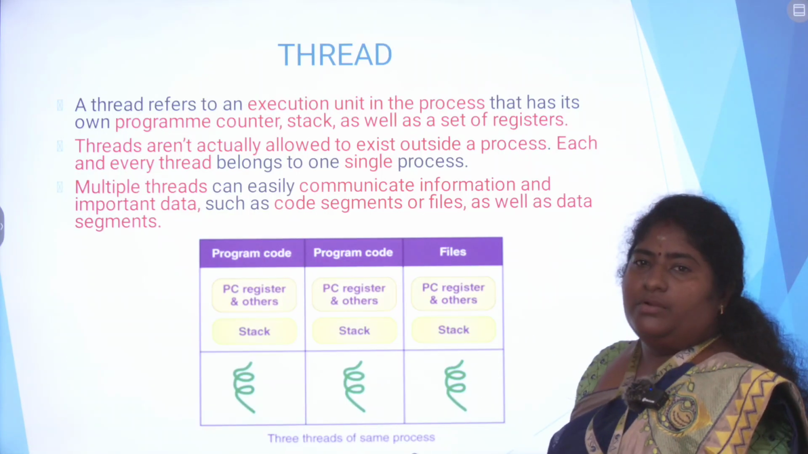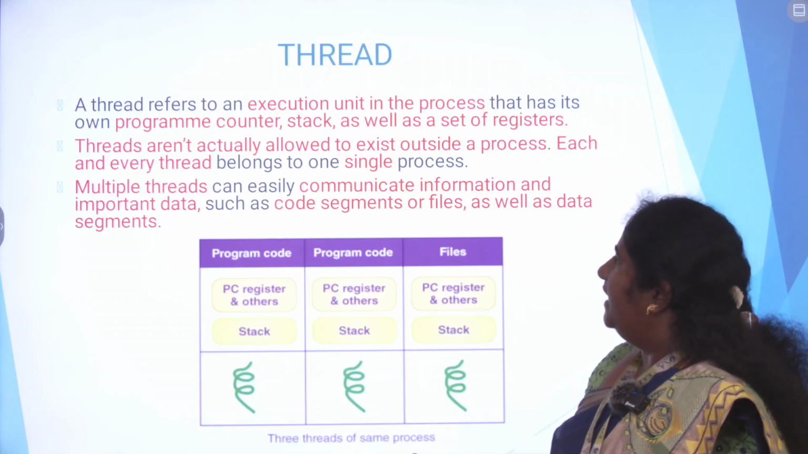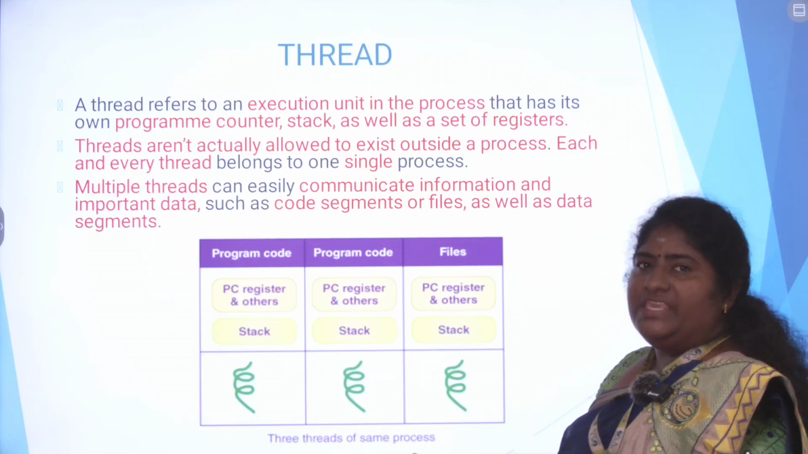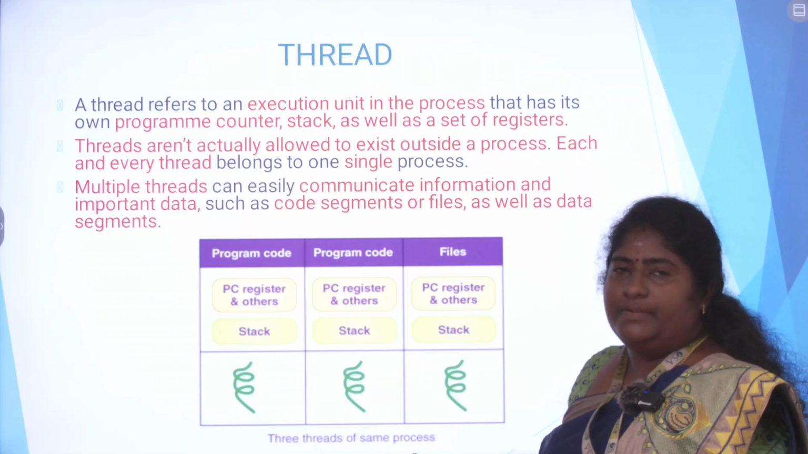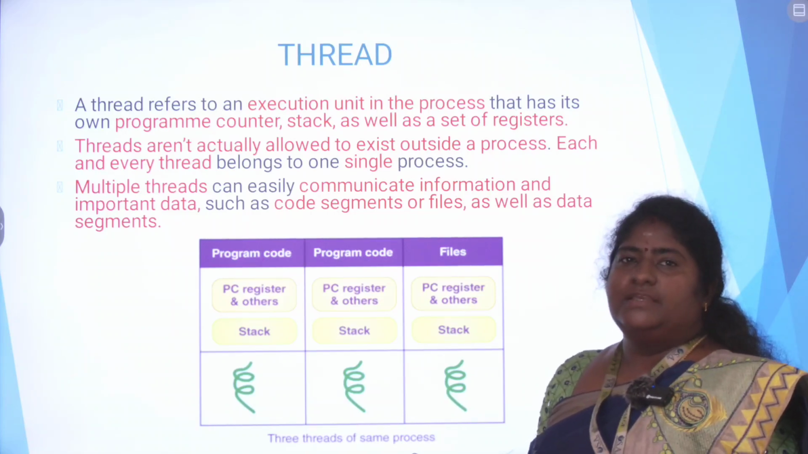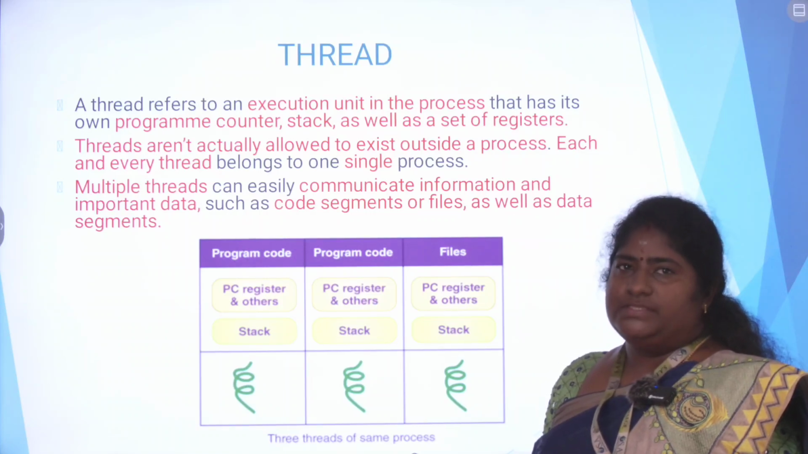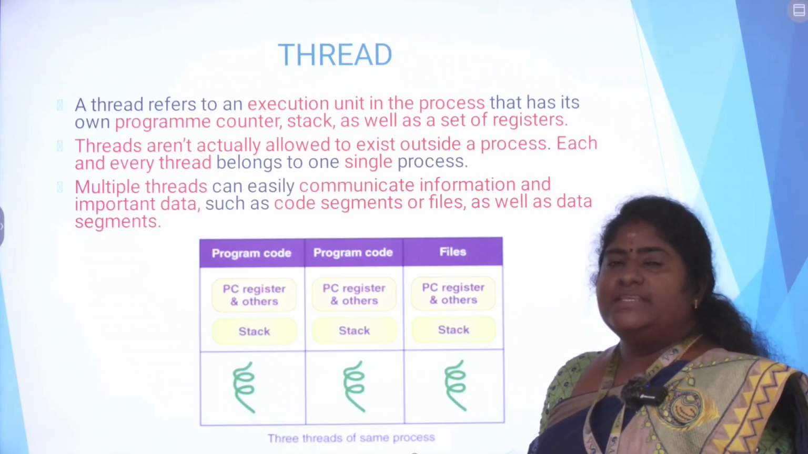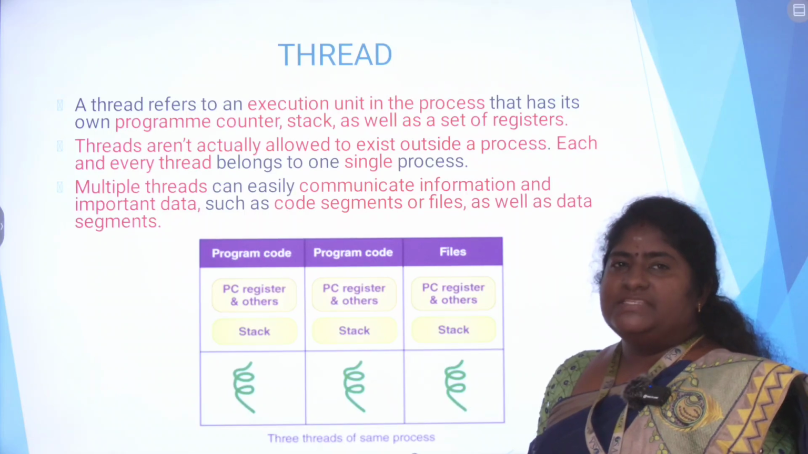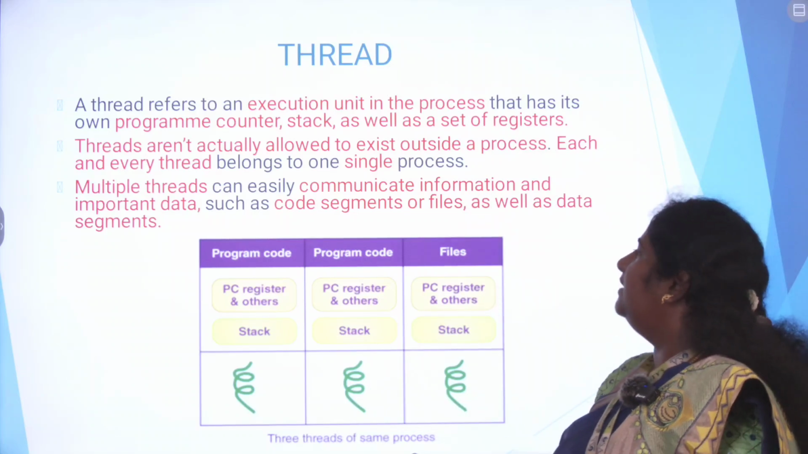So let us discuss the thread. A thread is an execution unit in the process. So for example, when we use any particular screen such as a Google sign-in screen, it consists of different threads for its execution. The whole thing is called a process, and each process may have one or more threads. So a thread is nothing but the execution unit in the process.